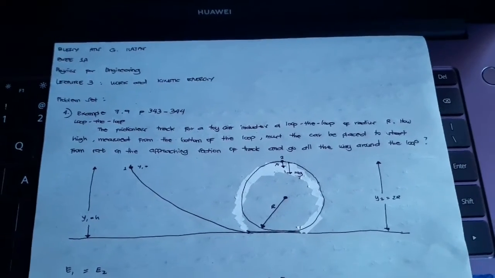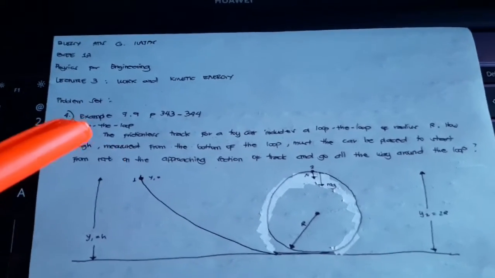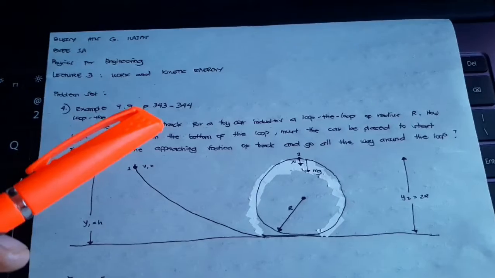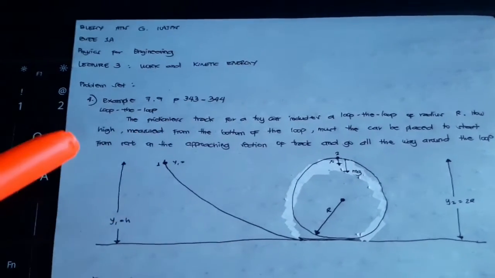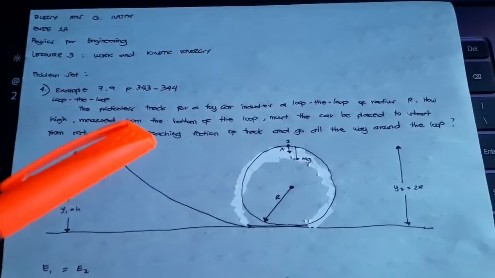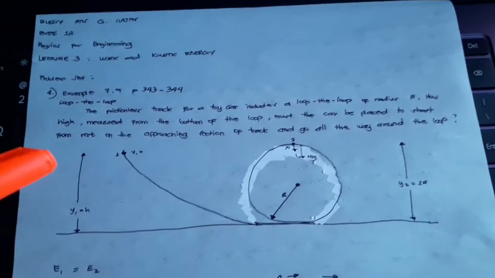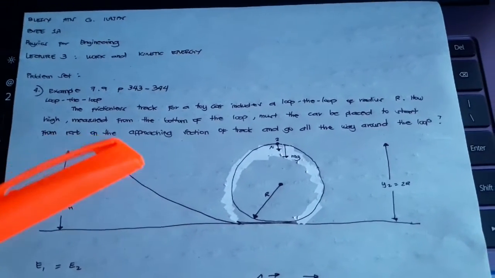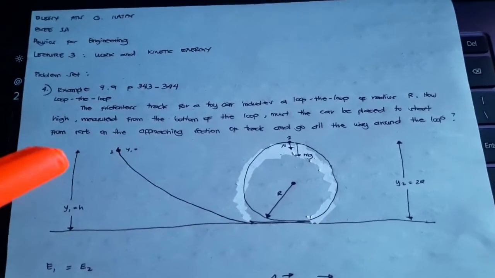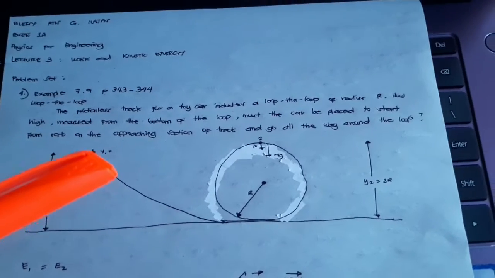So let's proceed to the next problem set, number 4. Example 7.9 on page 343 to page 344. Loop the loop. The frictionless track for a toy car includes a loop-the-loop of radius r. How high, measured from the bottom of the loop, must the car be placed to start from rest on the approaching section of track and go all the way around the loop?